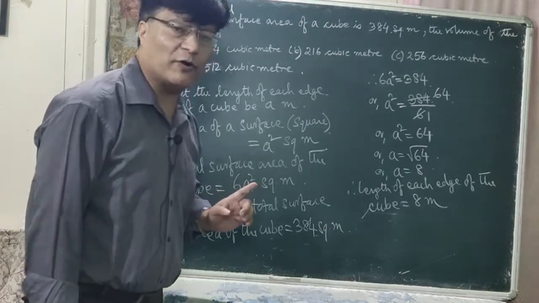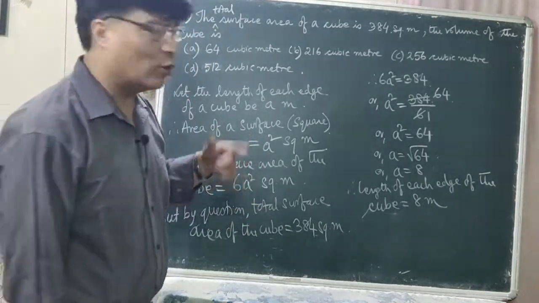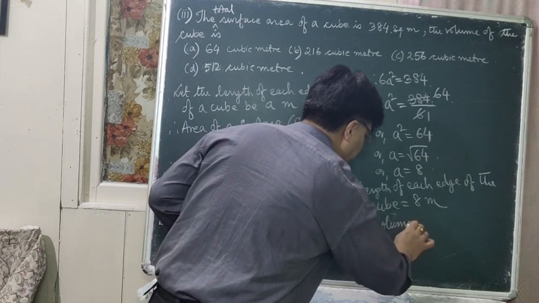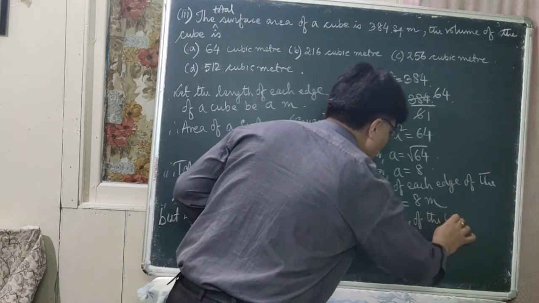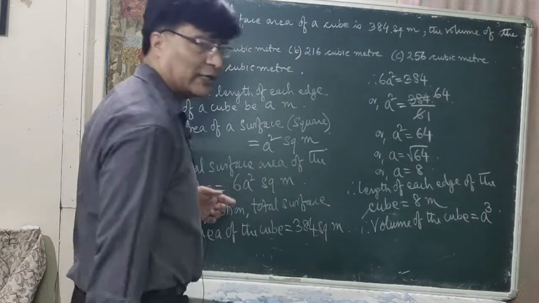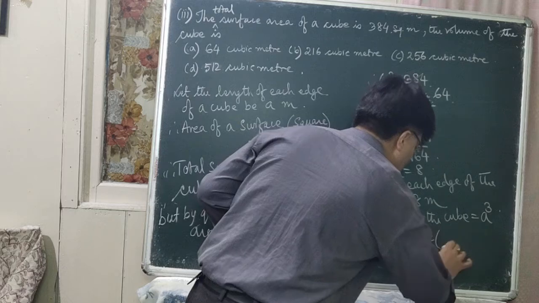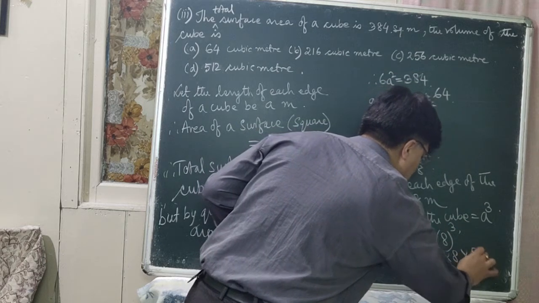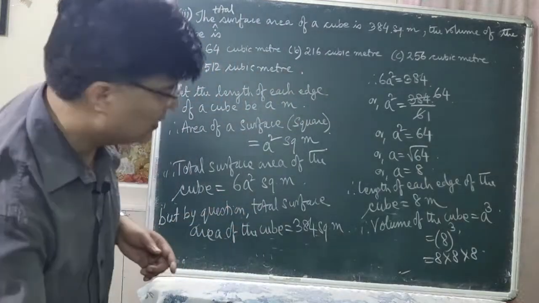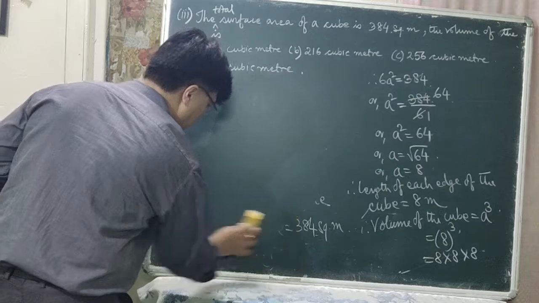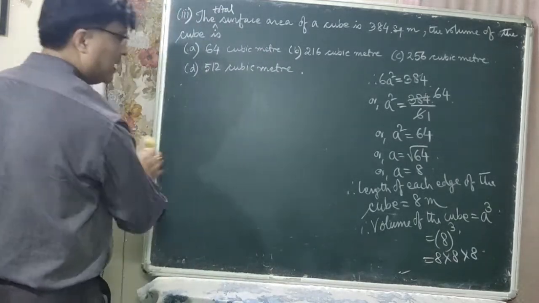So what is the formula for the volume of the cube? It is a whole cube, isn't it? So therefore volume of the cube is equal to, formula is a cube, which is equal to 8 whole cube. So that is your 8 into 8 into 8. Now multiply these three 8s. So what do we get?